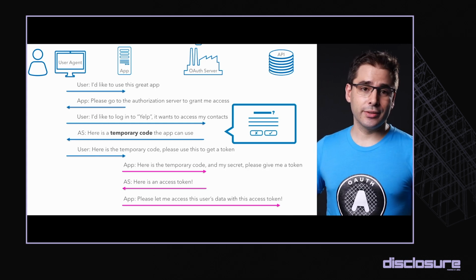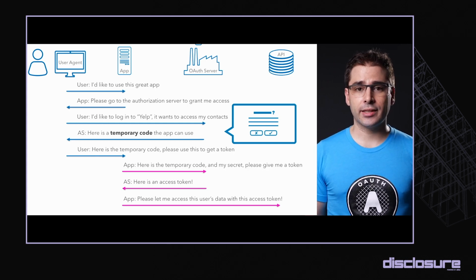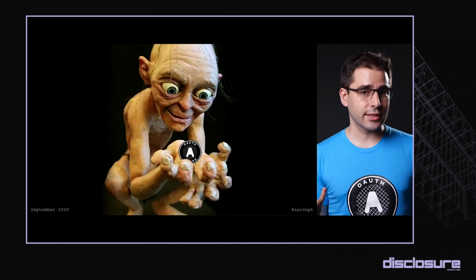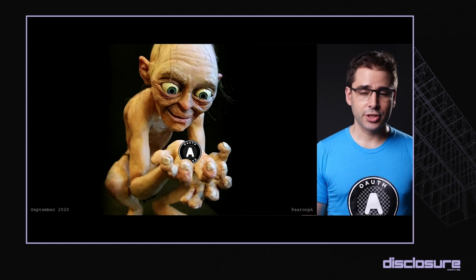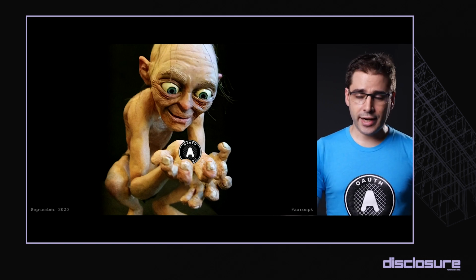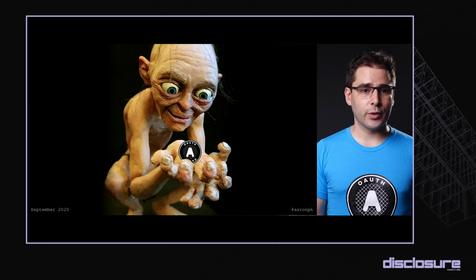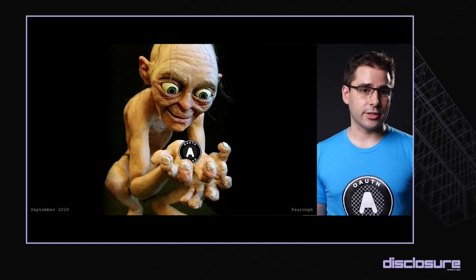So at the end of this flow, the result is the app has an access token. And in OAuth terms, this is called a bearer token because whoever holds that token is the one that can use it, just like a hotel key. If you find a hotel key on the floor, you can pick it up and start trying doors. So that is why an access token in OAuth is called a bearer token.